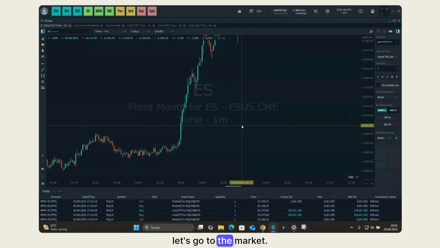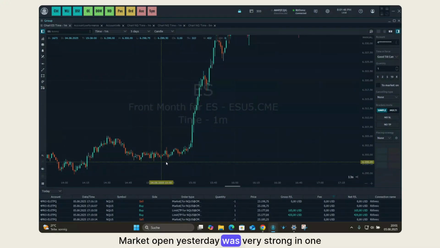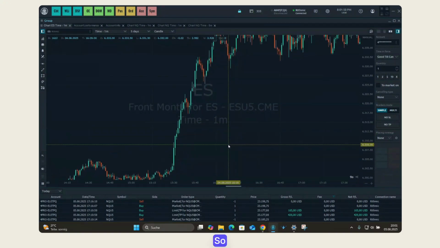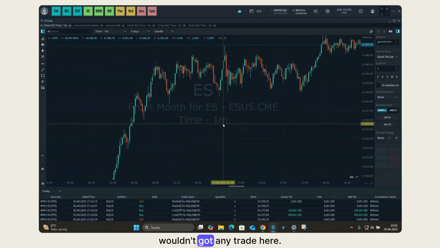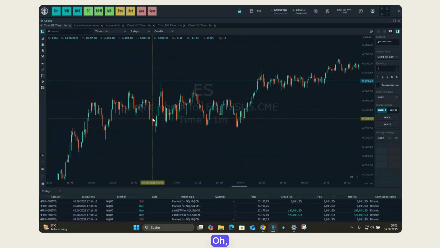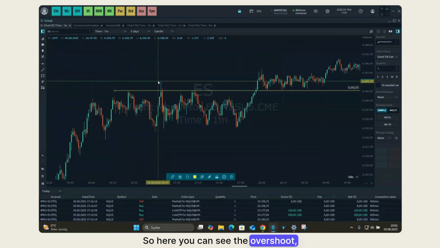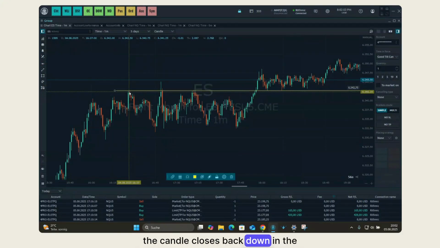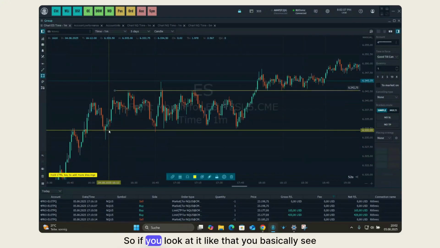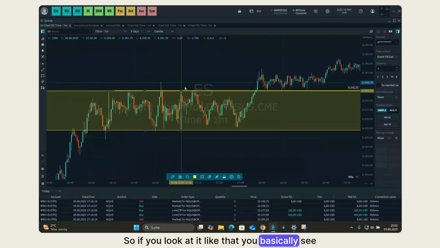But yeah, let's go to the market open. Okay, market open yesterday was very strong in one direction, so you wouldn't get any trade here. Oh, I'm blind or what? Here you can see the overshoot. The candle closes back down in the area. So if you look at it like that, you basically see this channel here.